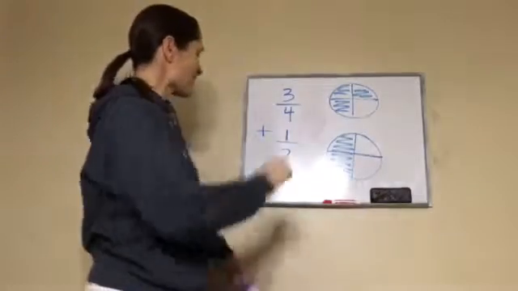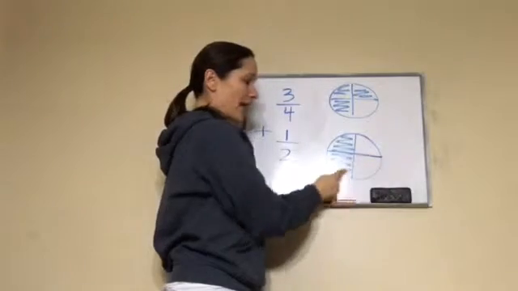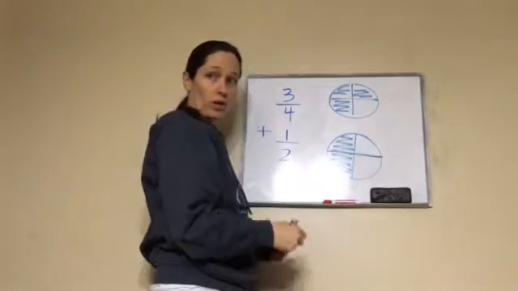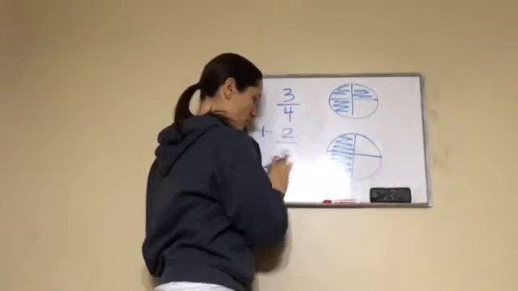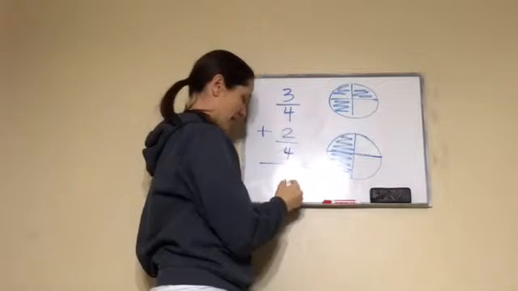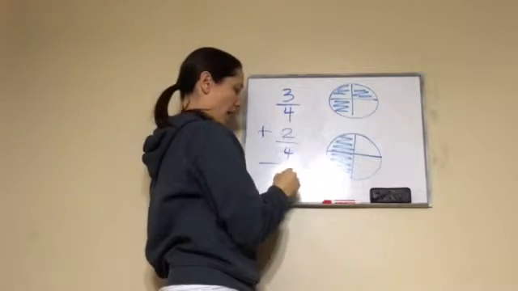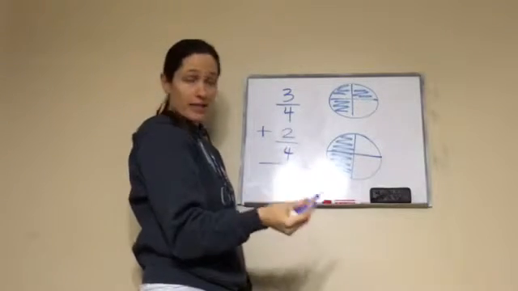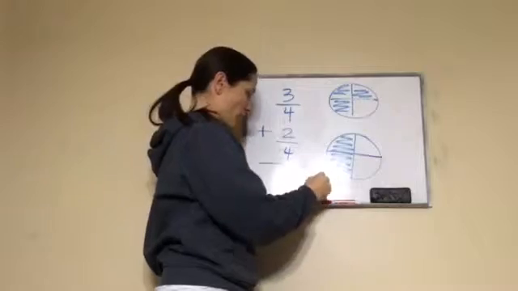As I was saying, we take this 1/2, and yes, we can cut it into 4s, and now we have 2 out of 4. So this 1/2 becomes 2/4. Now can we work the problem? Yes, because we have the same or common denominator. So then we just add 3 plus 2 and get 5. And then when we convert that, because it's an improper fraction, it will be 1 1/4.